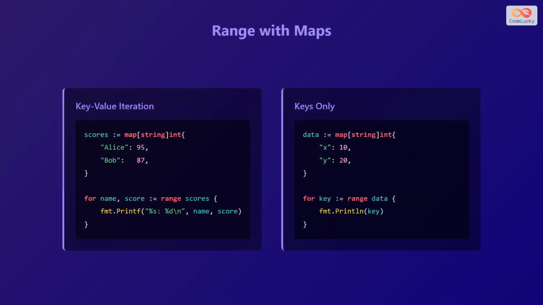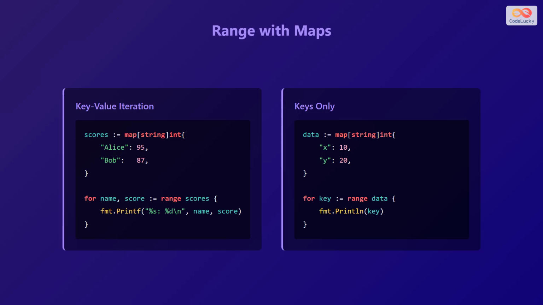Now let's explore how to use range with maps in Go. Here's an example of key value iteration. We create a map called scores, where the keys are strings representing names and the values are integers representing scores. Then, we use a for loop with range to iterate over the map. Inside the loop, we use the Printf function from the fmt package to print the name and score for each key value pair in the map.